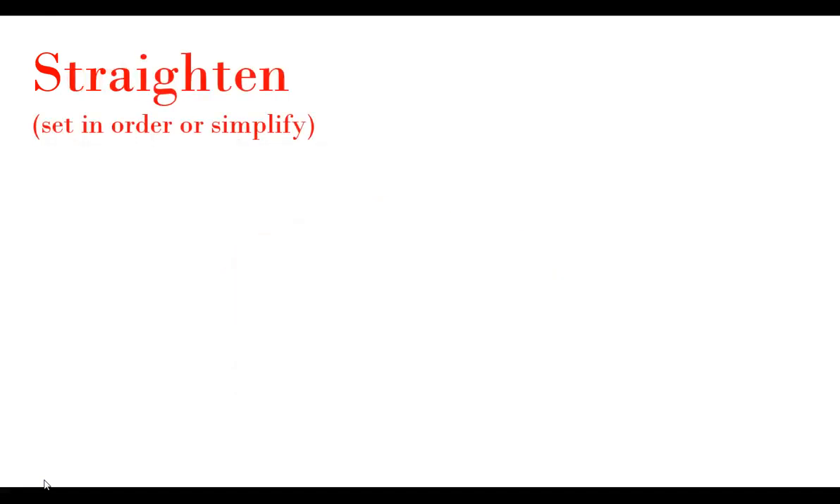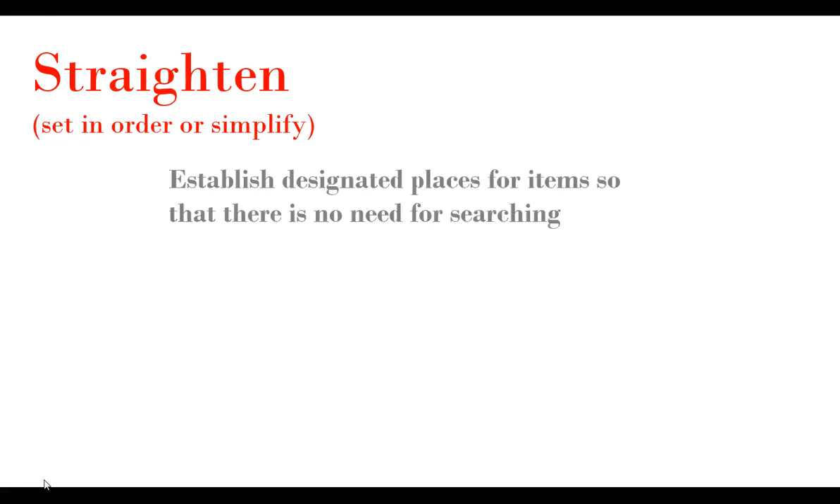The next S is to straighten, and that one simply means set in order or to simplify. To simplify something, to get it straightened out, making it so that there's a designated place for items so you're not searching around anymore. Think of the picture of the bathroom closet, where everything was labeled and put into its proper containers. That's what straighten things out means.